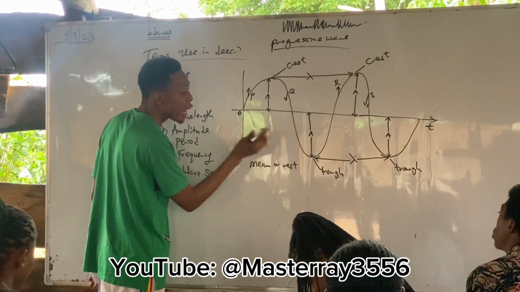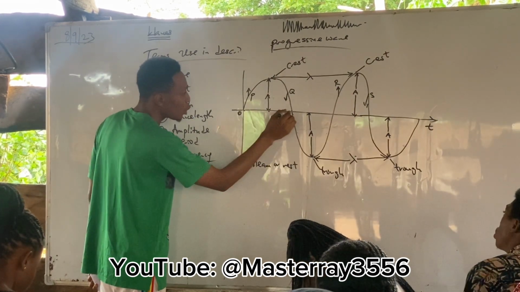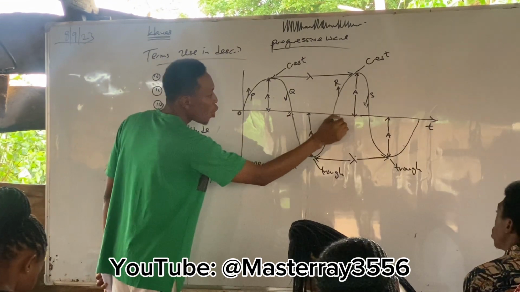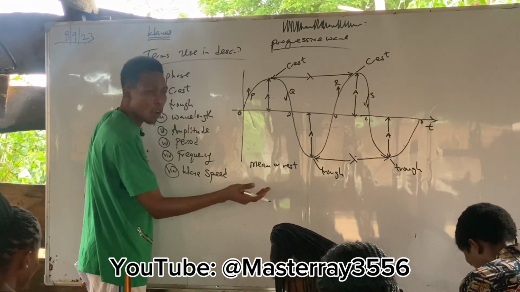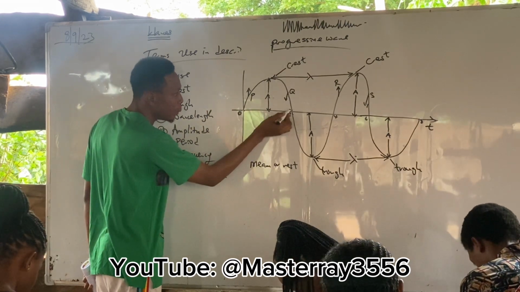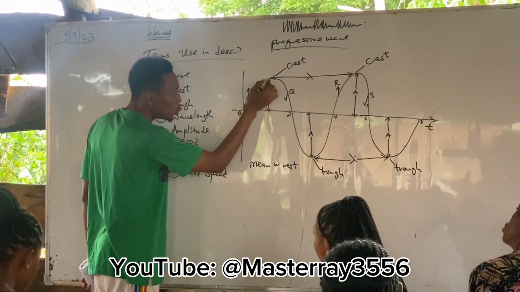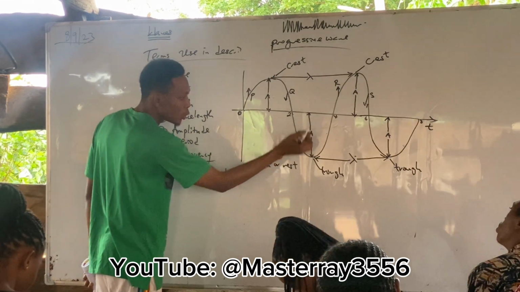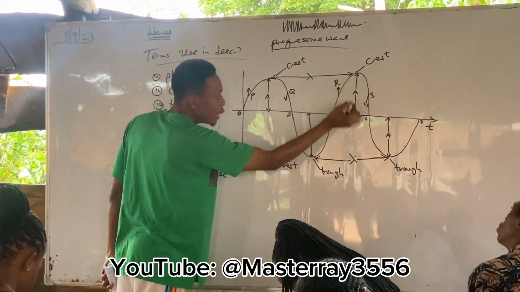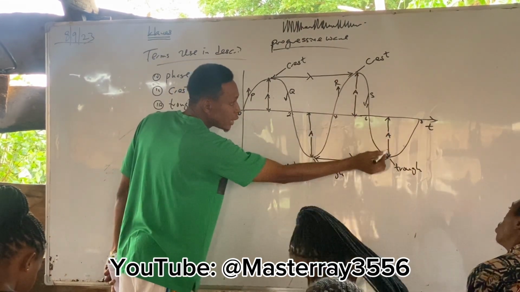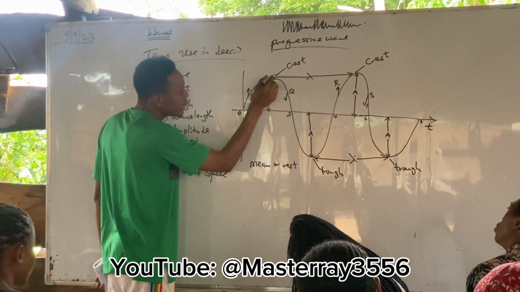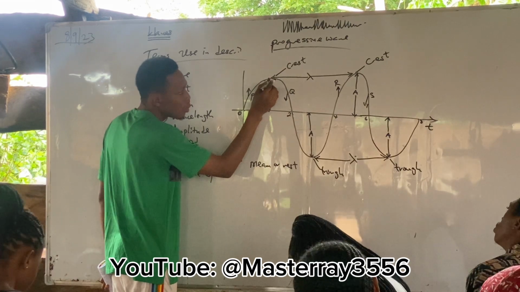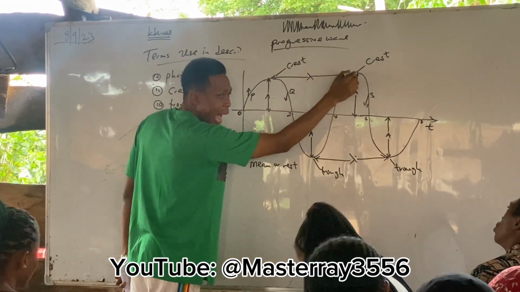As amplitude. Don't forget, it takes time. If this one is 0, this one can be, let's say, 2, 4, 6, 8, and so on and so forth. So as it moves from here to this place, it's known as what? Amplitude, which is from here to here. Then from here to here is what? Amplitude. From here to here is your what? Amplitude. And another thing again, from this distance, from here to this other part, are you getting me?